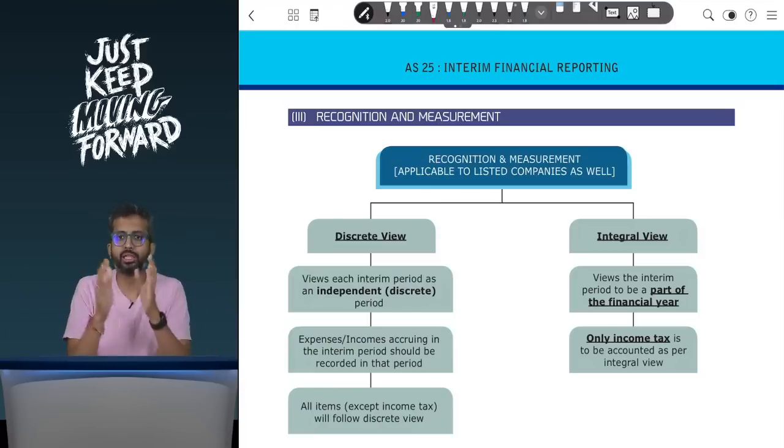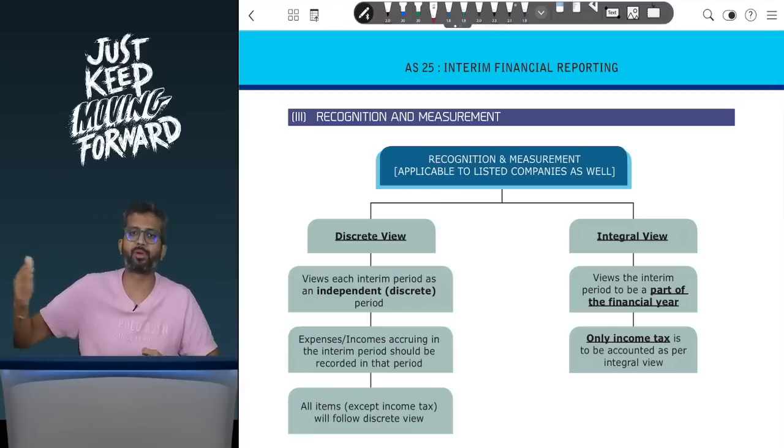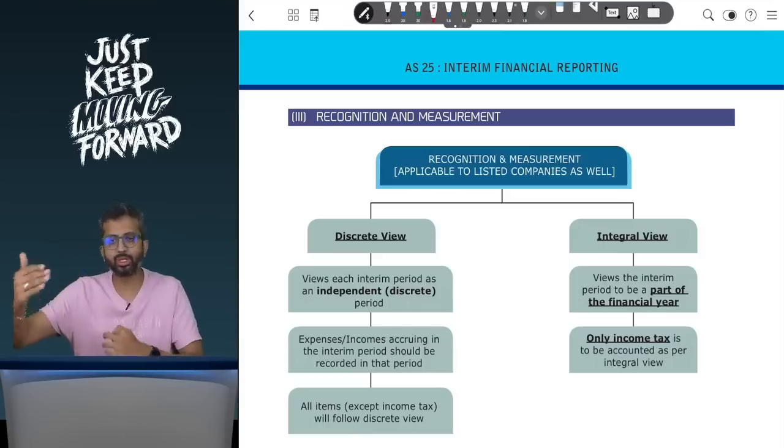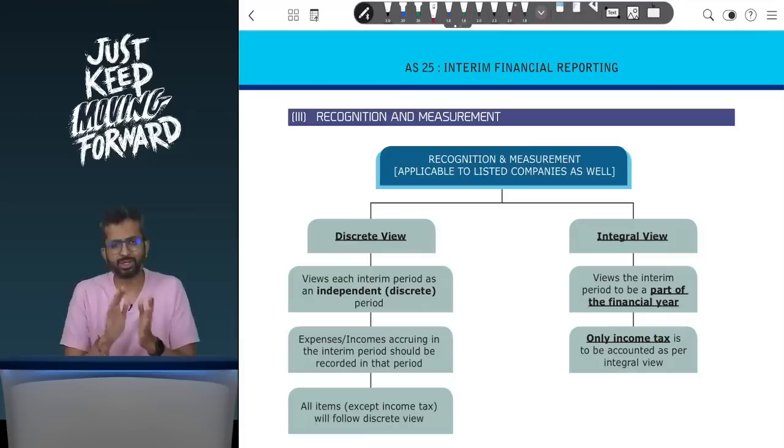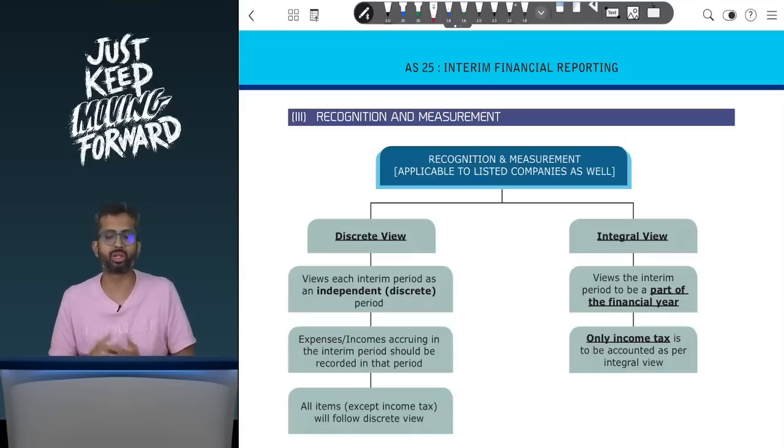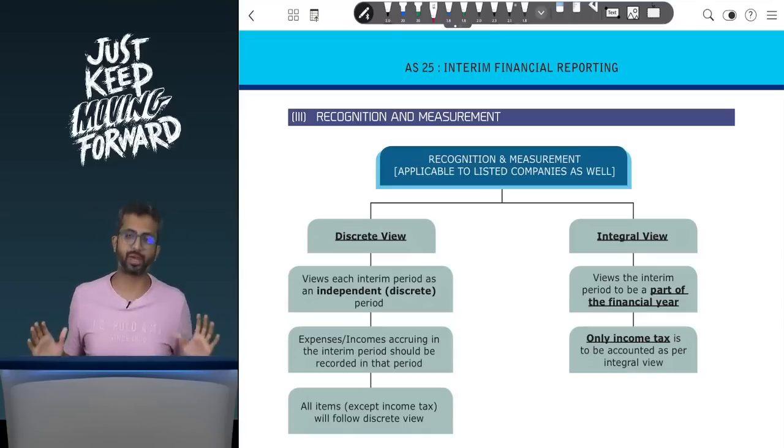You ask yourself, if these were not 4 quarters, if these were 4 financial years, then if something is going to be recorded in the 3rd financial year, I don't do anything right now. So if something is going to be recorded in the 3rd quarter, I will not do anything in the 1st or the 2nd quarter. I will record it in the 3rd quarter. So this is called a discrete approach. Treat each quarter separately, as if it is a separate financial year.